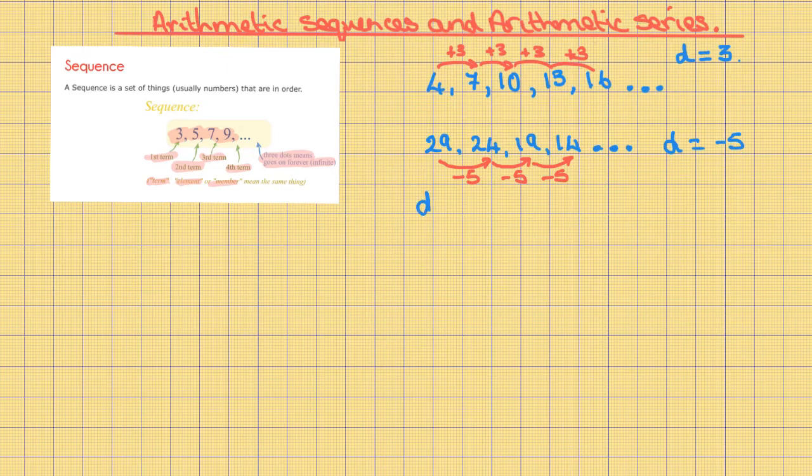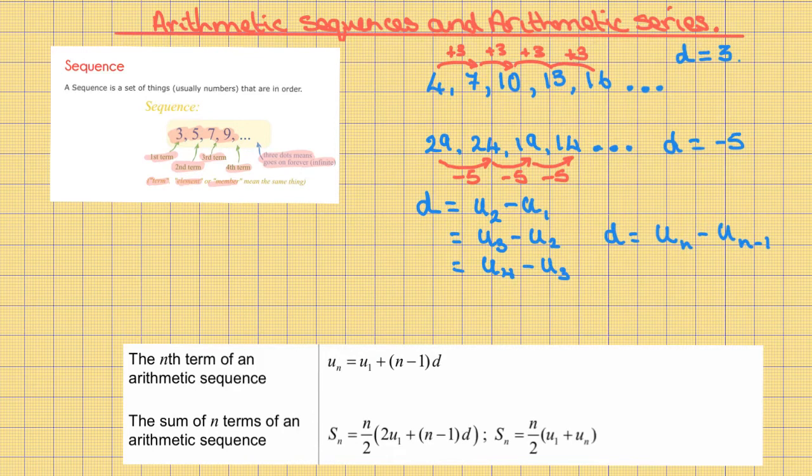The difference, D, is found using U2, the second term, minus U1, the first term. It can also be found U3 minus U2, U4 minus U3. So in general, D is found by Un minus Un minus 1. Any term in the sequence minus the previous term. In an IB exam, you will get the following 2 formulas.